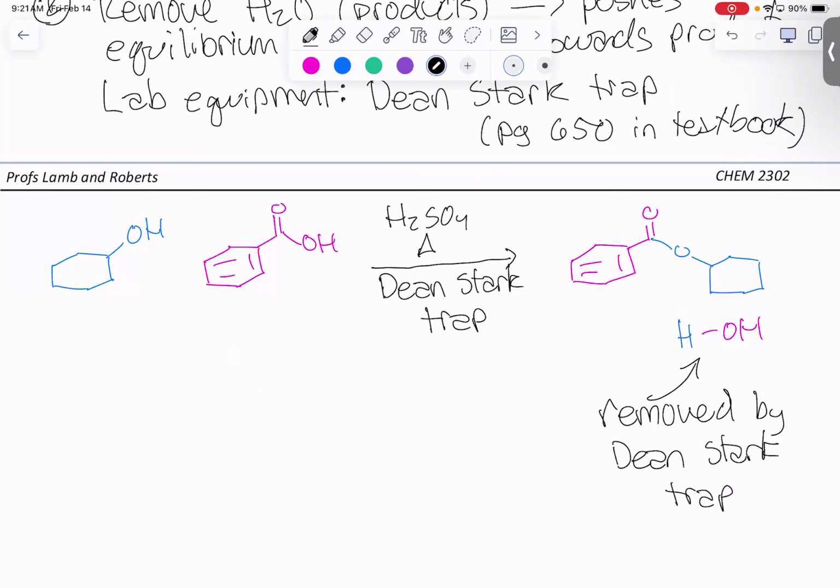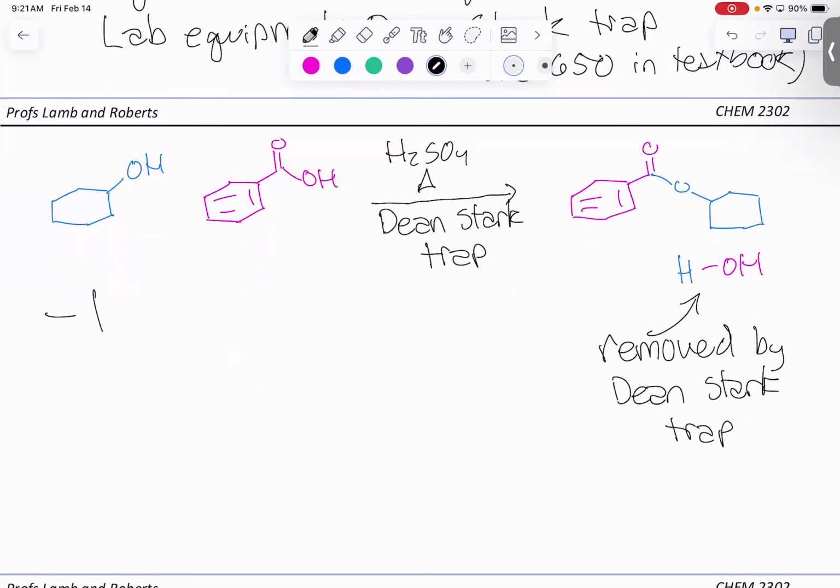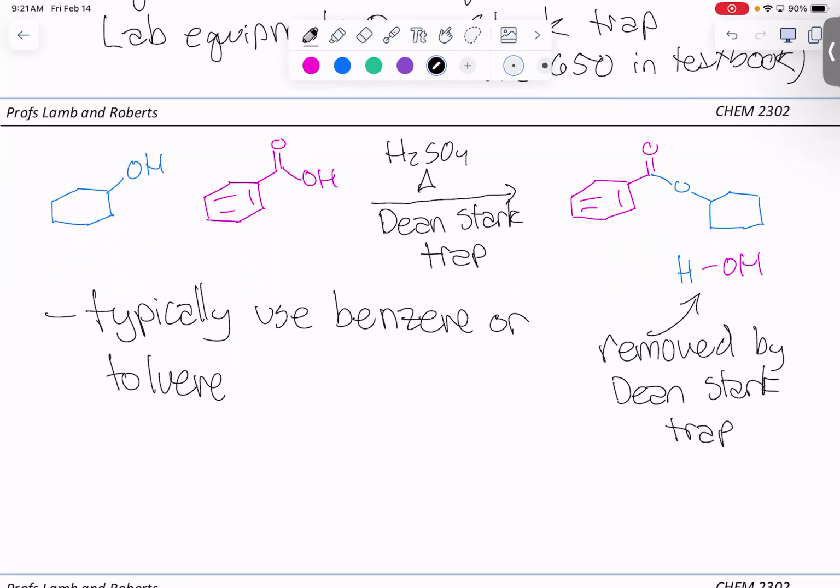All right, so the solvents we typically use with this are benzene or toluene, which I'll draw out for you. That's just benzene with a methyl group. We typically use benzene or toluene as the solvent in this reaction, and there is a practical reason for this.